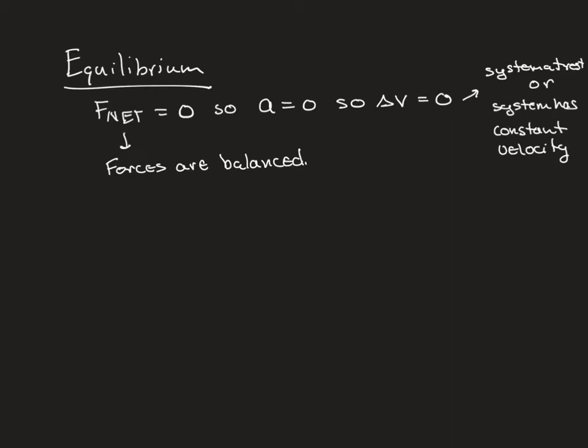The second one is when I started it in motion and then added another force on the opposite side to balance it out. The object was still in motion; however, because the forces were now balanced, the system had a constant velocity. The velocity did not change.